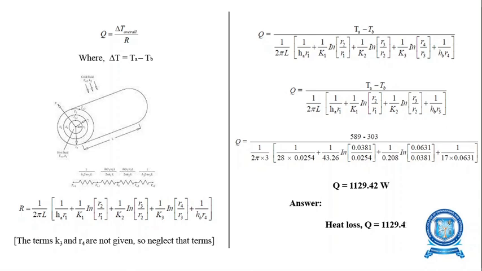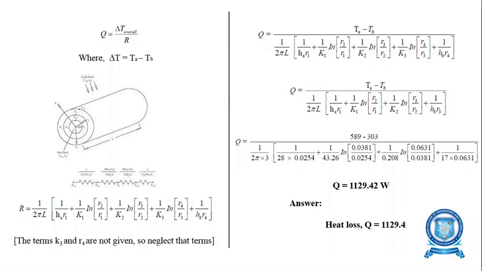Here we have to draw the thermal network diagram for this case. Here it has been clearly shown. The first resistance is a convective resistance, that is 1 by H1 2 pi RL. The second and third are for the conduction heat transfer. And the fourth one is for convective heat transfer, right?